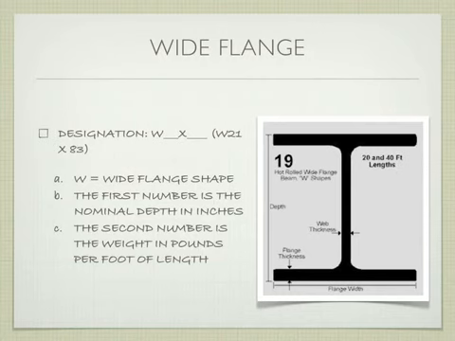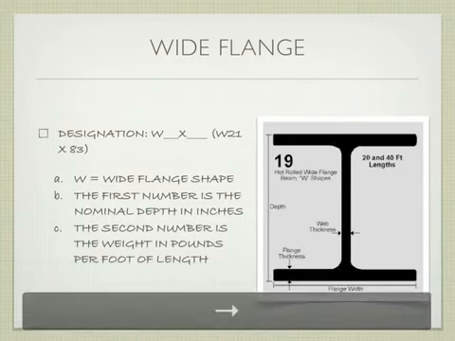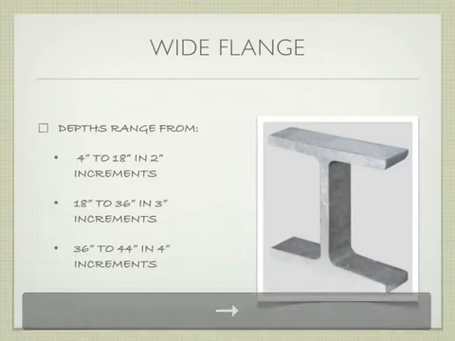If it's ever W blank by blank, or something else blank by blank, it's always going to be depth followed by weight in pounds per foot, okay? If it's 3 numbers, it's going to be different, which we'll talk about in a second.